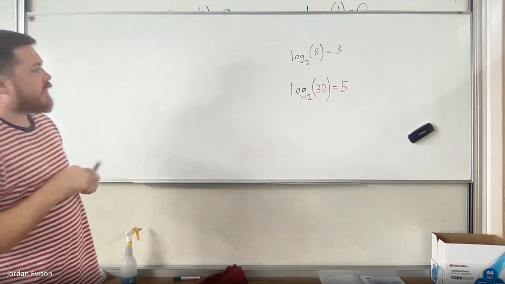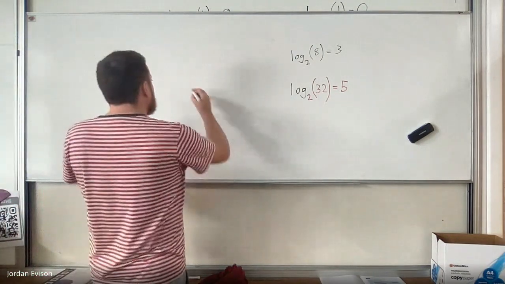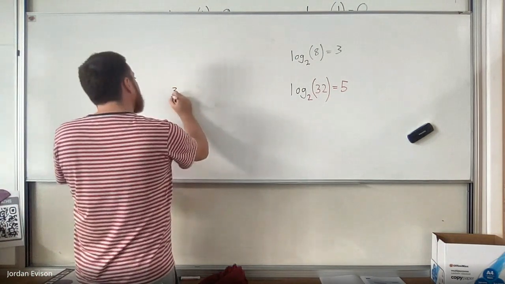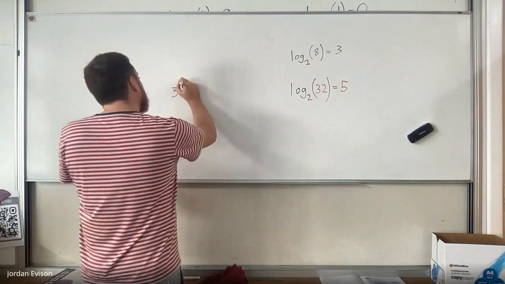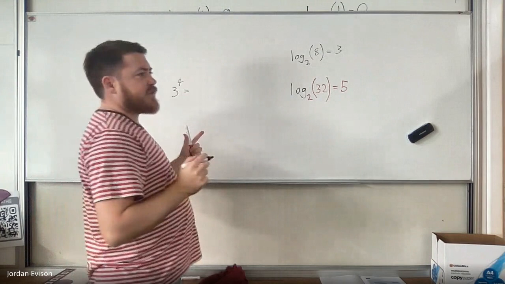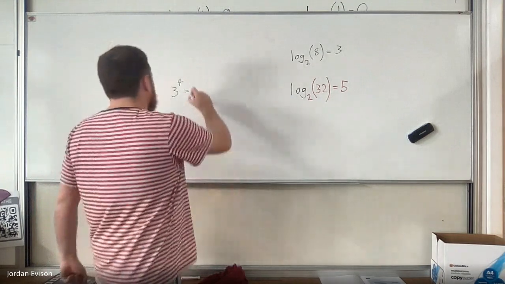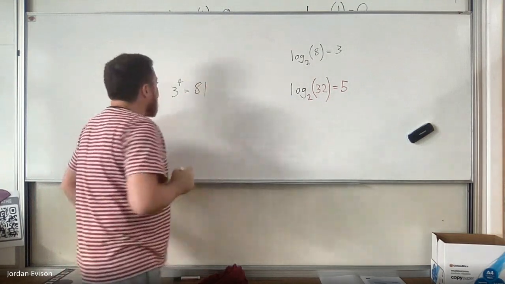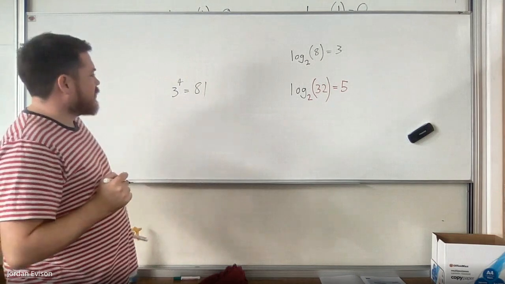If a number, let's say we have 3 to the 4. What does that equal? 3 times 3 is 9. 3 times 3 is 9. So this would equal 81. How could we rewrite this in terms of logs?